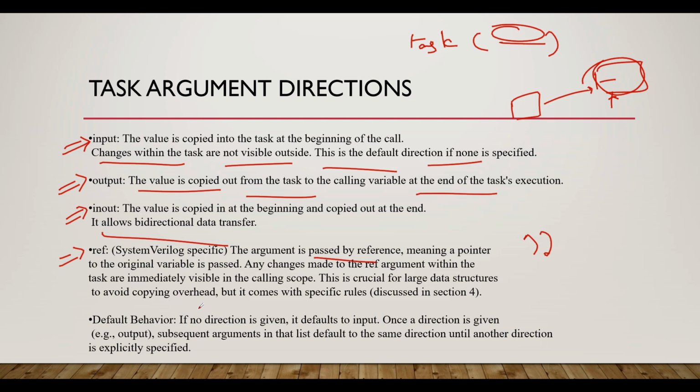Now, a default variable: if you haven't given any direction in your task argument, it will be considered an input. So the default direction is input, and once a direction is given, like output or inout, subsequent arguments in that list default to the same direction until another direction is explicitly specified.